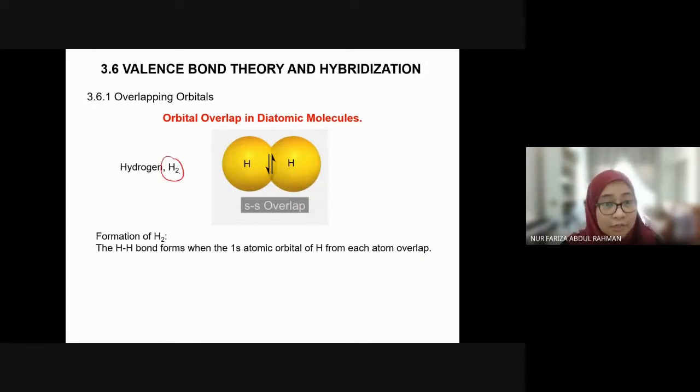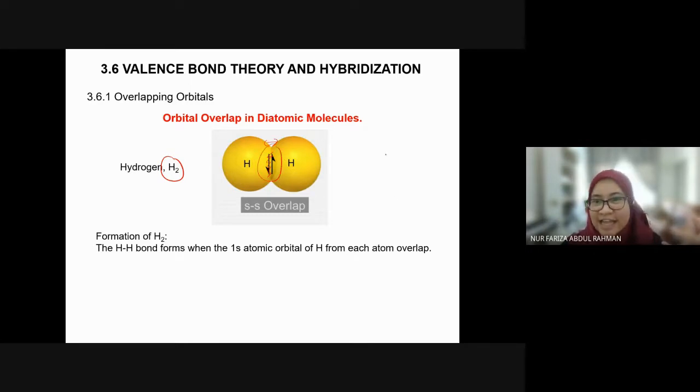H2, for example, is a molecular compound. We know that hydrogen has an s orbital because hydrogen only has 1 electron, but in order to achieve a duplet, it requires 1 more. So these 2 hydrogens come closer to one another, in s-shaped orbitals, round. They come closer and they overlap. When they overlap, the electrons are in this region. So this is what we call the bond.